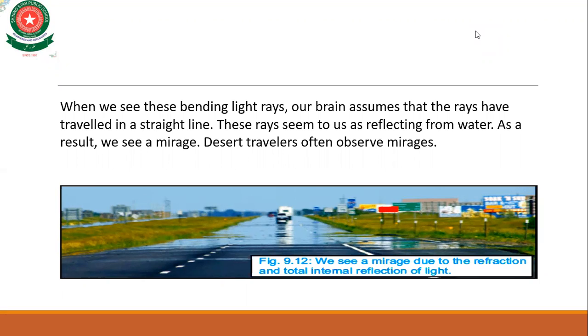Basically, desert travelers often observe mirages. So you can see in the diagram, the thing that you have to remember is that for a mirage, we have both phenomena: reflection and total internal reflection of light. So these are some applications of total internal reflection.